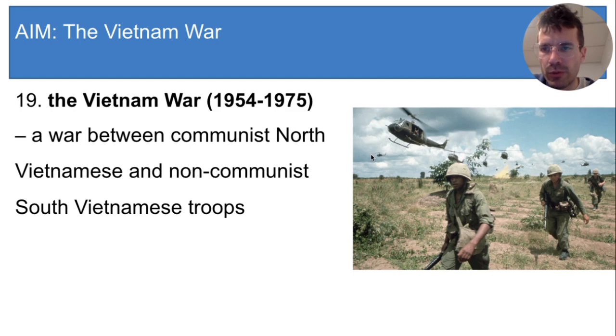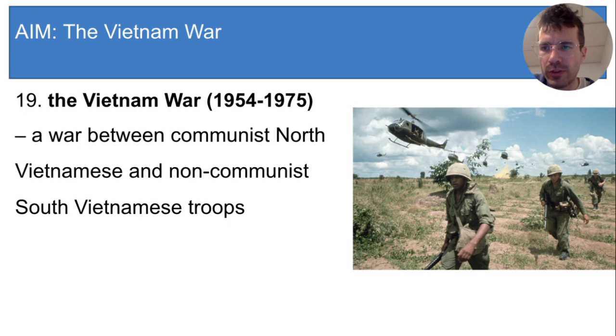The Vietnam War was a war fought by the communist North Vietnamese and the capitalist South Vietnamese. This war lasted for a very long time, between 1954 and 1975. It was a proxy war where the Soviet Union supported the North Vietnamese, the communists, and the US supported the South Vietnamese, the capitalists.